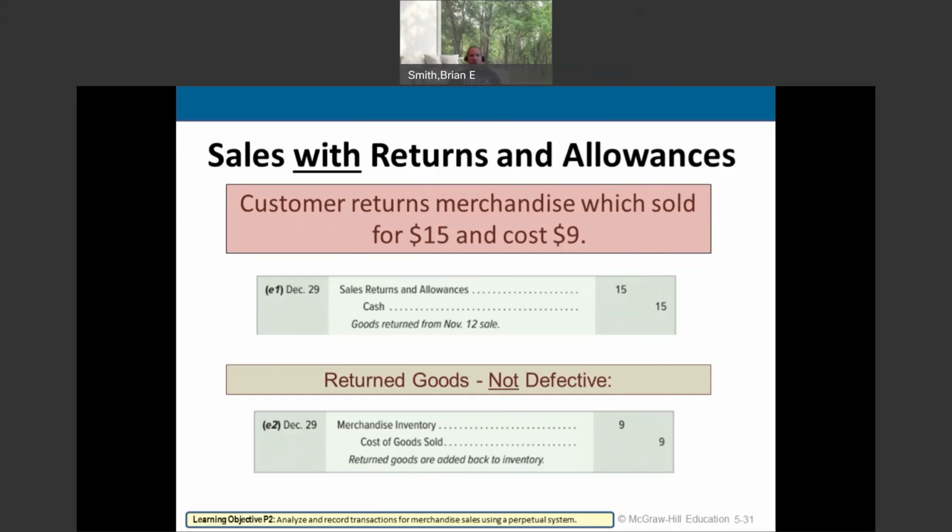And then if the goods are not defective, we put them back in our inventory. We debit merchandise inventory and credit cost of goods sold.